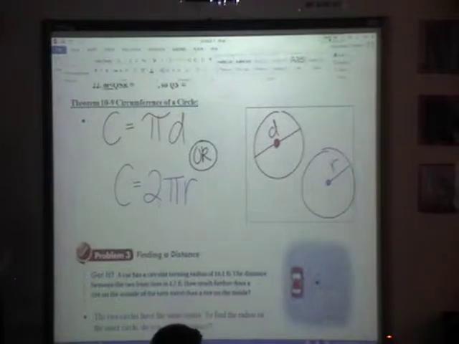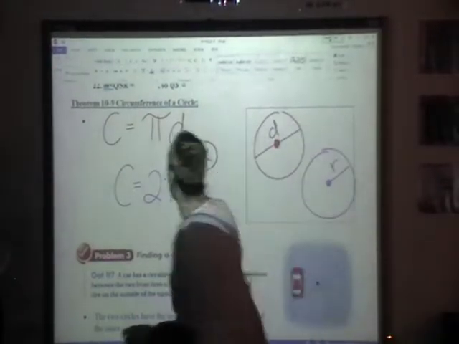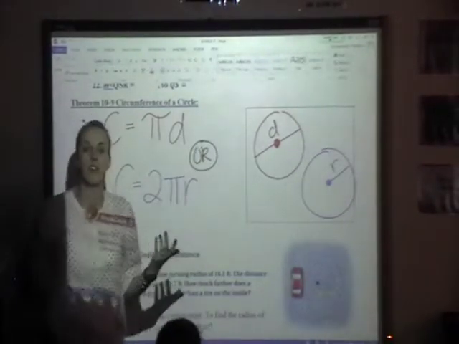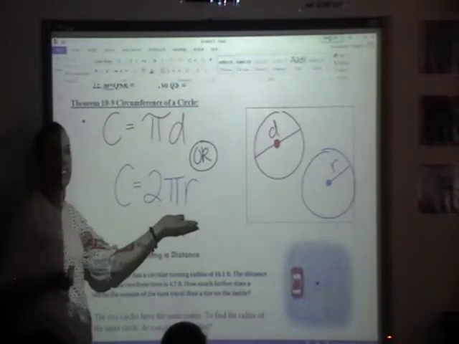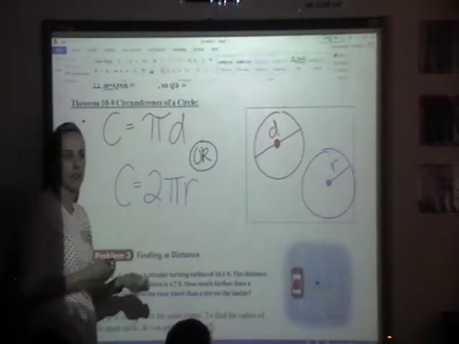So if you're smart and just say, hey, I'm going to double my radius and then plug it into this original equation, knock yourself out. But the formula 2 pi r takes care of that doubling your radius for you.